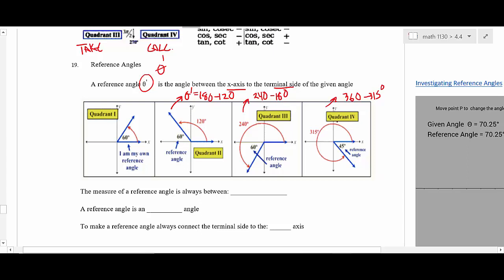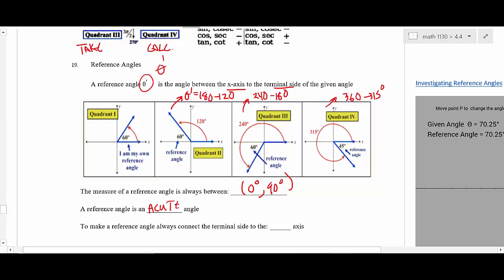A couple of observations on this. Make sure you're real clear that a reference angle is always measuring between the x-axis and the terminal side. It's always going straight up or straight down to the x-axis. That's what you're looking at. A couple other observations. The measure of a reference angle is always going to be between, I'm going to have you write an interval on there, 0 degrees and 90 degrees, not included. We call that an acute angle.